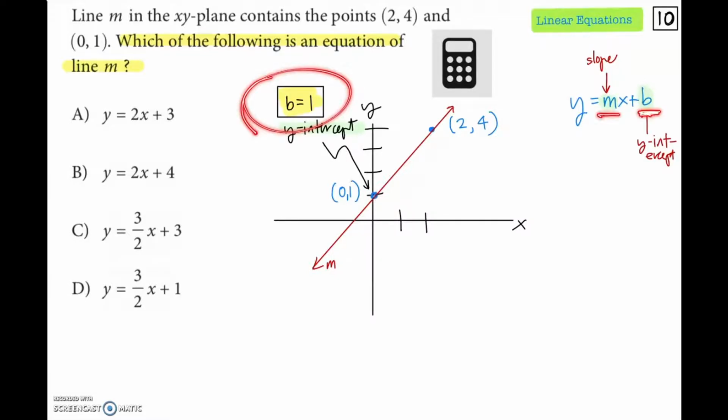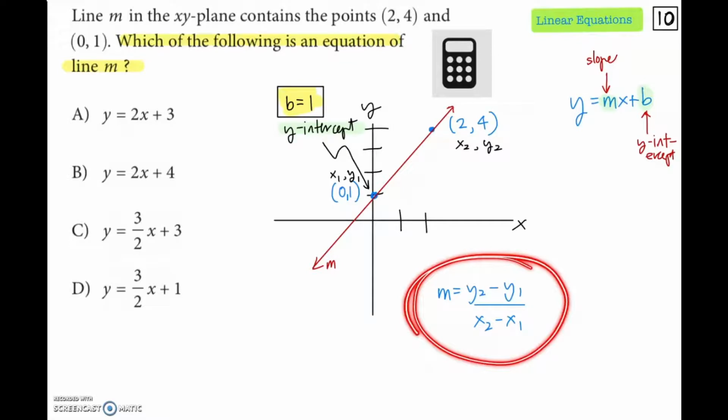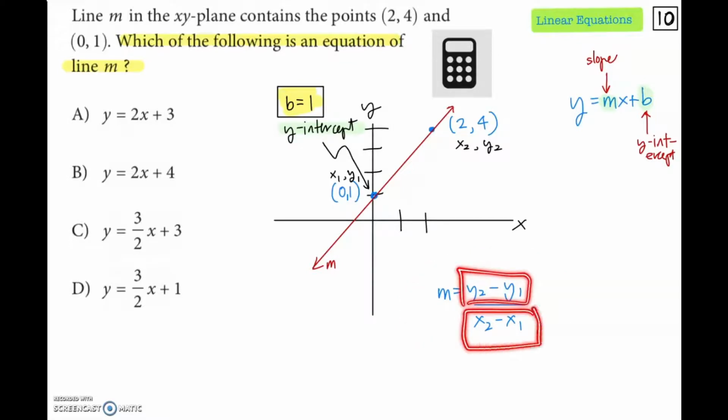This b right here. Now we're going to go ahead and find the slope, and we'll use these 2 points right here. Slope is always represented by a formula like this, where it's the difference of your output values over the difference of your input values. And so we can call this point right here our x1, y1, and this point right here our x2, y2. And so now I'm just going to put in the actual numbers.